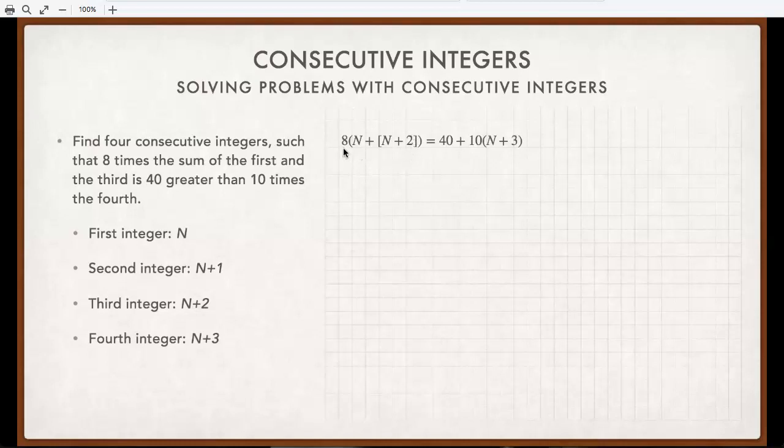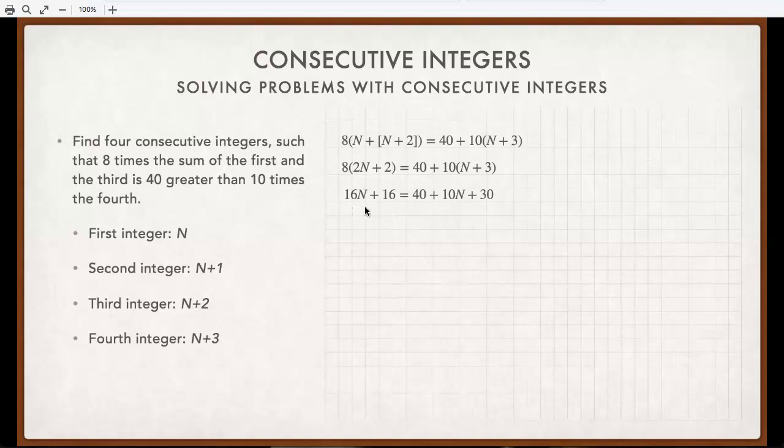And 8 times that sum, we need to put it in parentheses because we're adding them first and then multiplying by 8. Is 40 greater, 40 plus, 10 times the fourth, 10 times (n plus 3). Now it's very important here that we put the parentheses around n plus 3 because otherwise we won't get a correct answer. Because n plus 3 is the value of our fourth integer, we're taking that whole value and multiplying by 10. So we need to make sure we put that in parentheses.